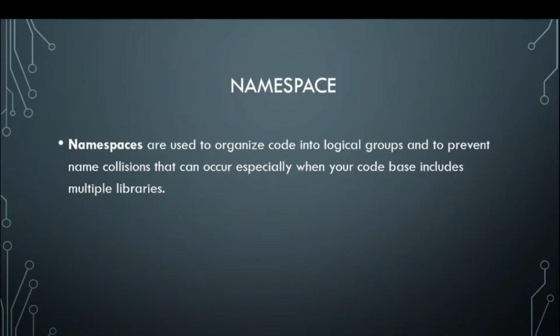The next thing we mostly use is the namespace. Namespaces are used to organize code into logical groups and to prevent name collisions that can occur, especially when your code base includes multiple libraries. So what do we have here? We have multiple libraries of code, and in each code library the reserved words have their own different meanings. So we will use namespace std, which is the standard library, and it will contain the definition of each and every reserved word.